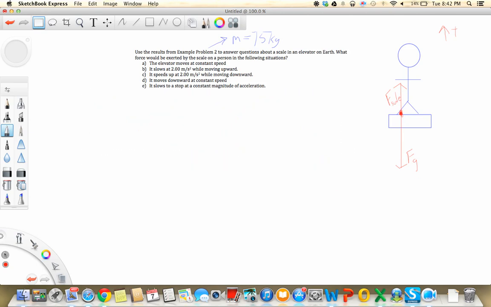For the next problem, we're going to be moving upward at 2 meters per second. So what that's going to do is that's going to change our acceleration.